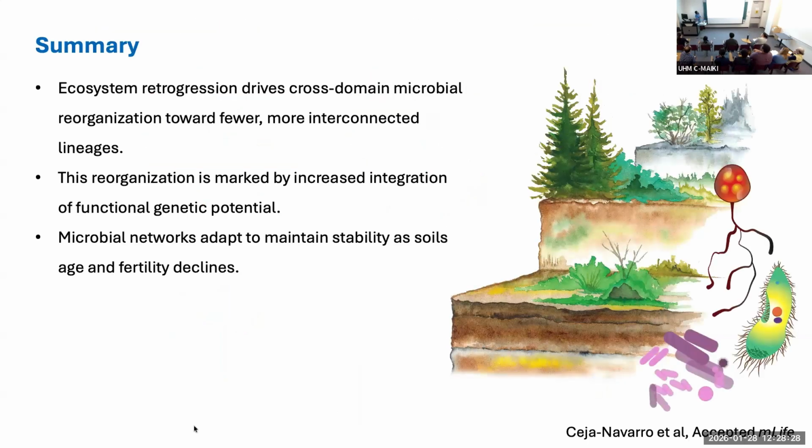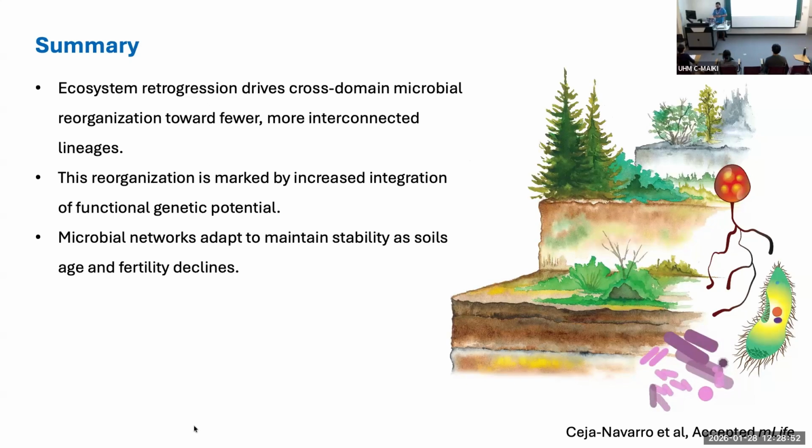So what we have here is that in ecosystems, retrogression drives cross-domain microbial organization toward fewer but more interconnected lineages. And this organization is marked by increased integration of functional genetic potential, and well, that microbial networks adapt to maintain stability as soil age and fertility declines. That's what we are learning from this study.